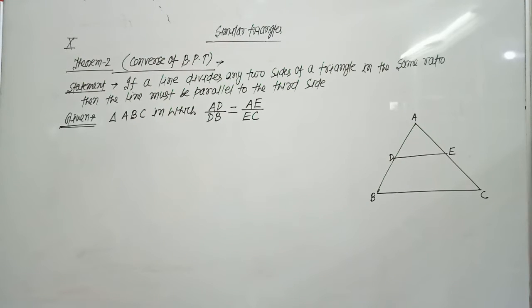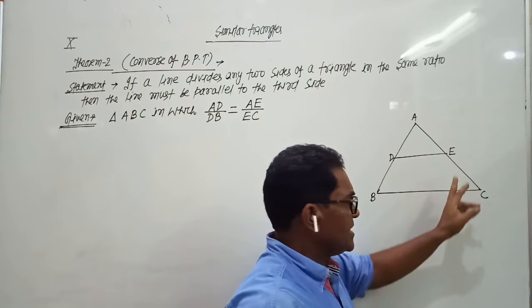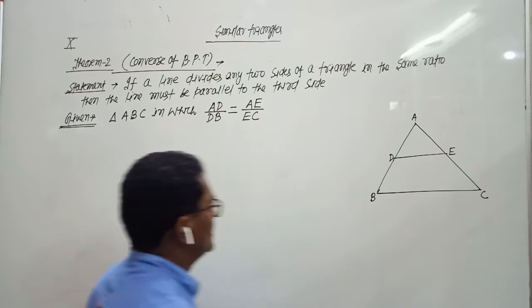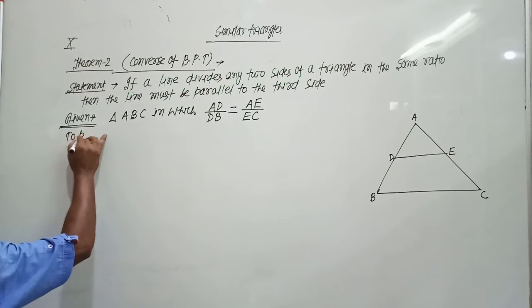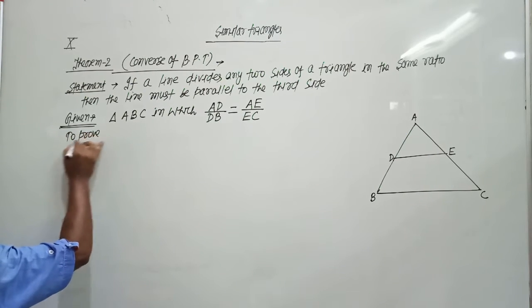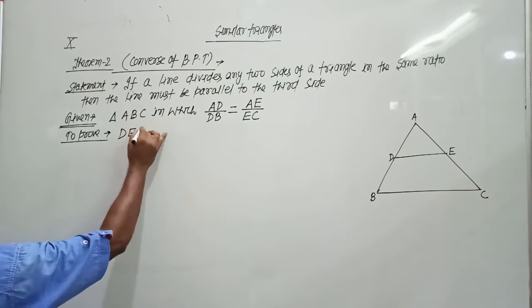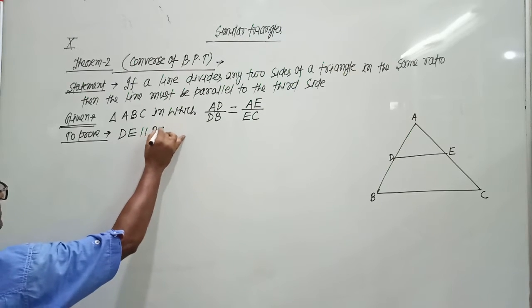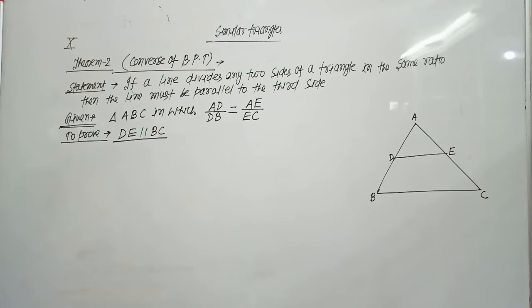And we have to prove that the side DE is parallel to the third side. DE is parallel to BC. To prove that side DE is parallel to BC.